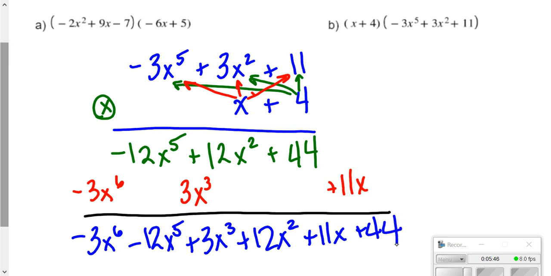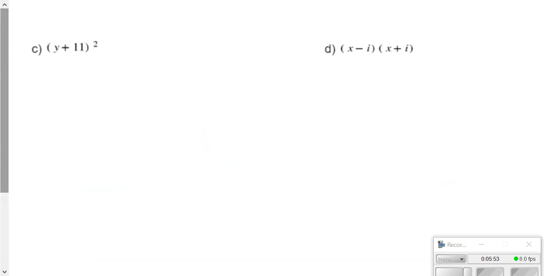So kind of a strange one for a vertical setup. In any case, that's your answer. Okay? Hopefully that's useful.